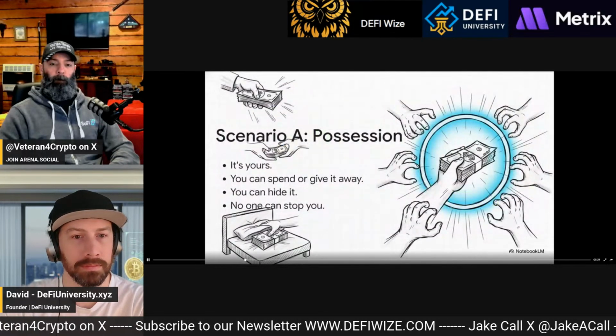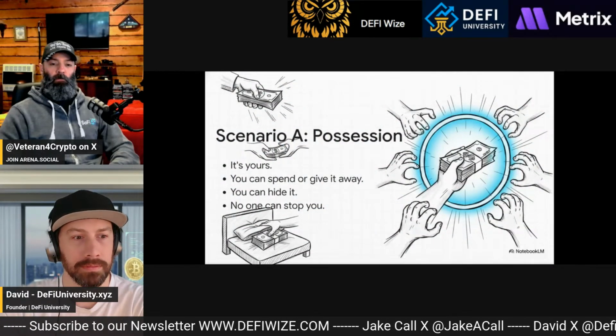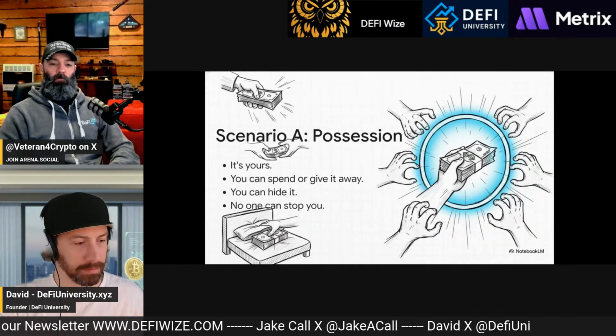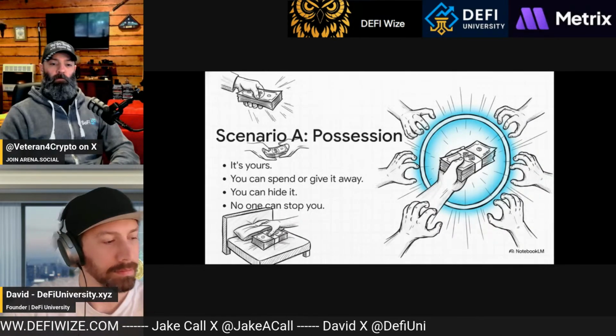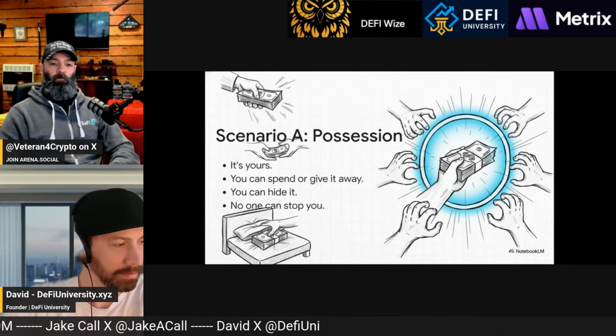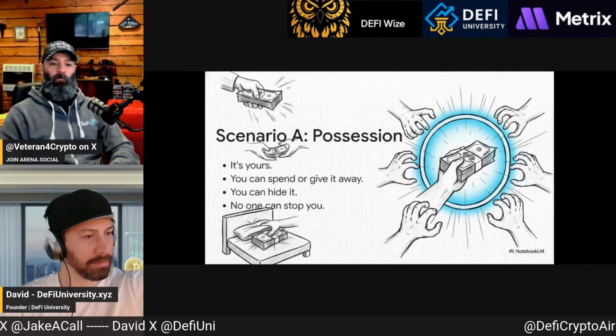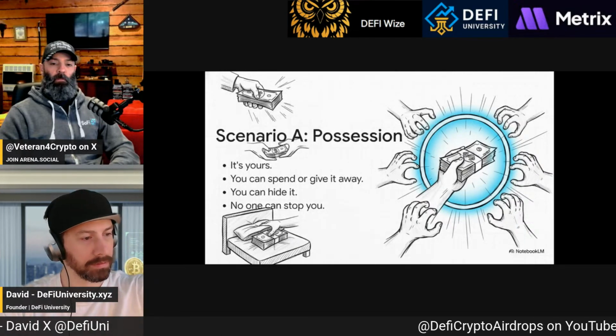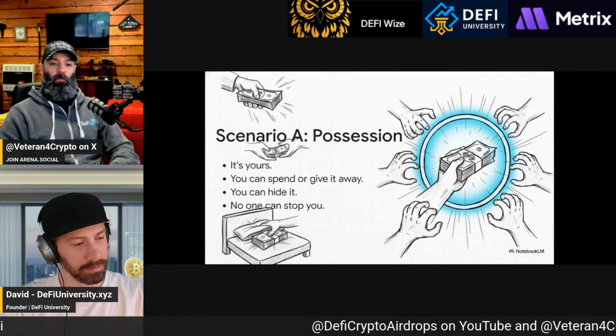Okay, scenario A, cash in your pocket. Here you have absolute control. It's yours, full stop. You can spend it, you can hide it, you can give it away, and here's the key part. No one can stop you. That is what direct possession feels like.